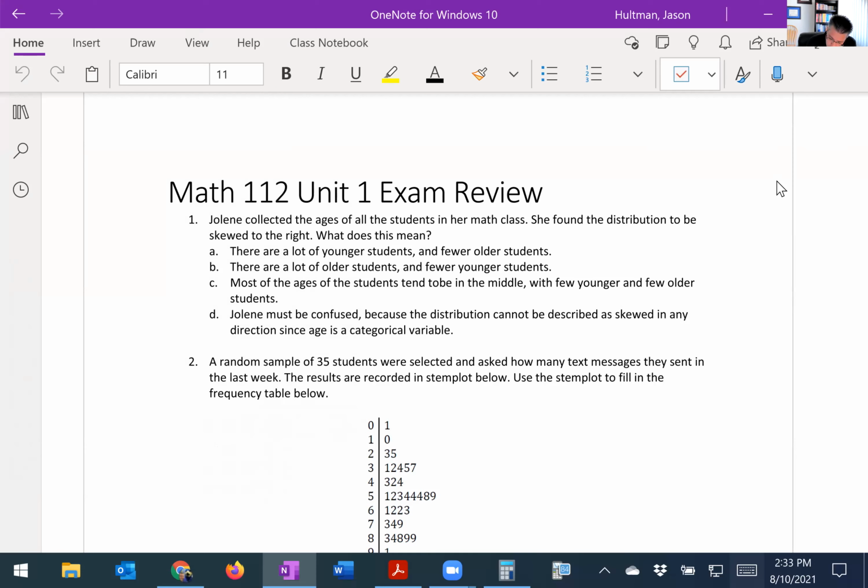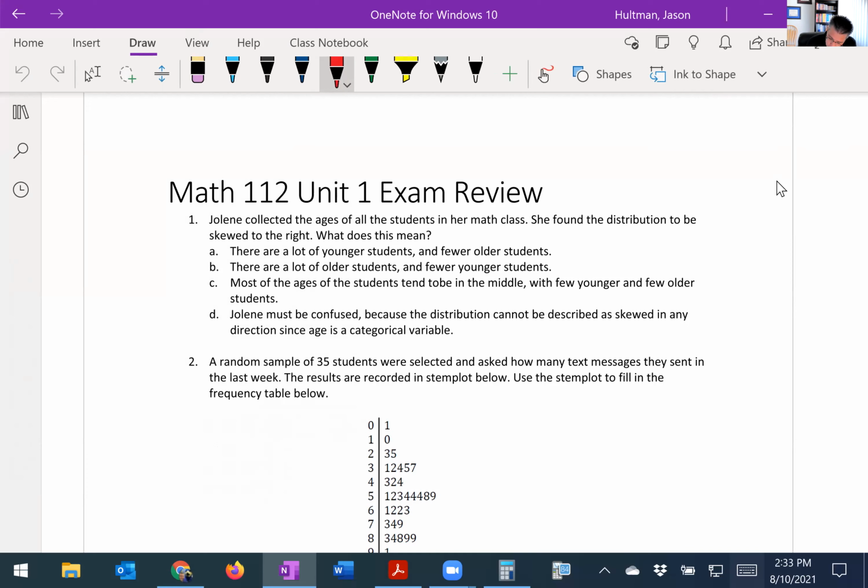Okay, Jolene collected the ages of all students in her math class. She found the distribution to be skewed right. What does this mean? Okay, so if we have a distribution that is right skewed, means right tailed, means there's a bunch of data at the beginning, but not so much data at the end.